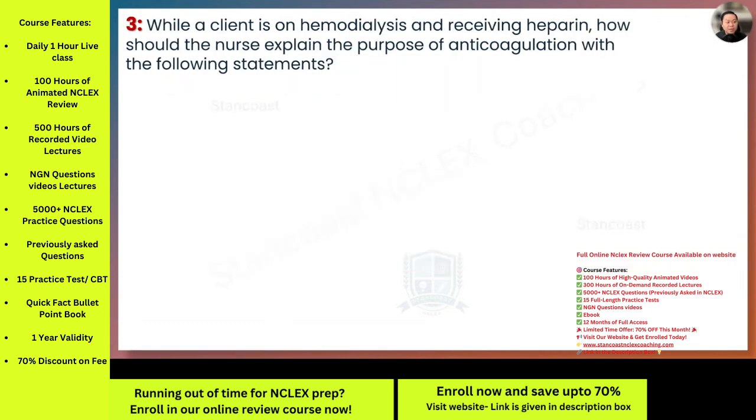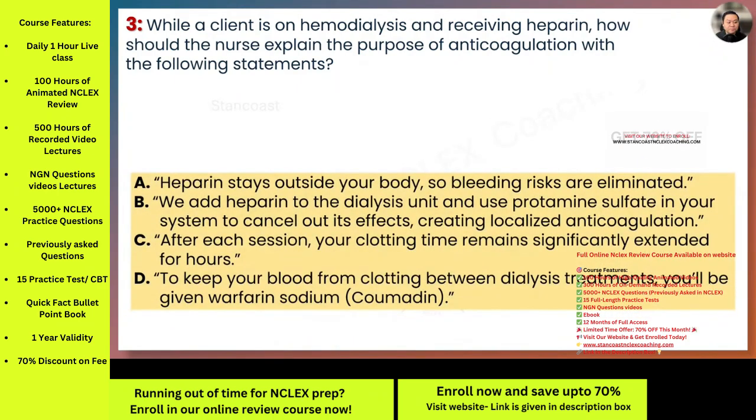3. While a client is on hemodialysis and receiving heparin, how should the nurse explain the purpose of anticoagulation with the following statements? Options: A, heparin stays outside your body, so bleeding risks are eliminated. B, we add heparin to the dialysis unit and use protamine sulfate in your system to cancel out its effects, creating localized anticoagulation. C, after each session, your clotting time remains significantly extended for hours. D, to keep your blood from clotting between dialysis treatments, you'll be given warfarin sodium.